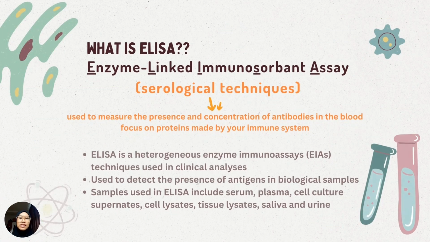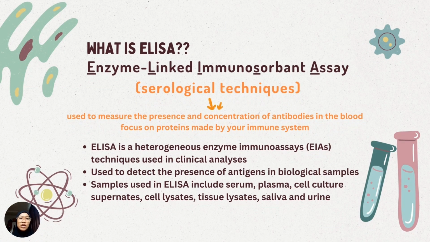So, what is ELISA? ELISA is the acronym of enzyme-linked immunosorbent assays. It is a serological technique used to measure the presence and concentration of antibodies in the blood, and it focuses on proteins made by your immune system.